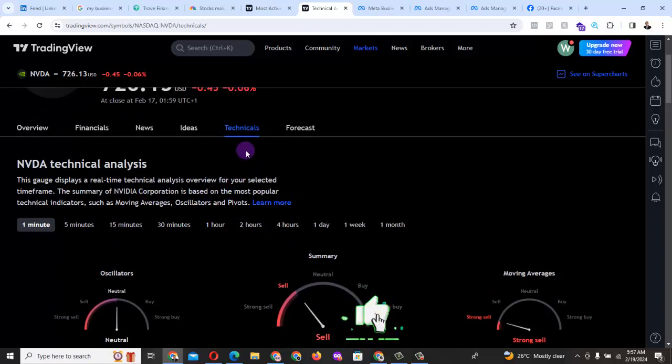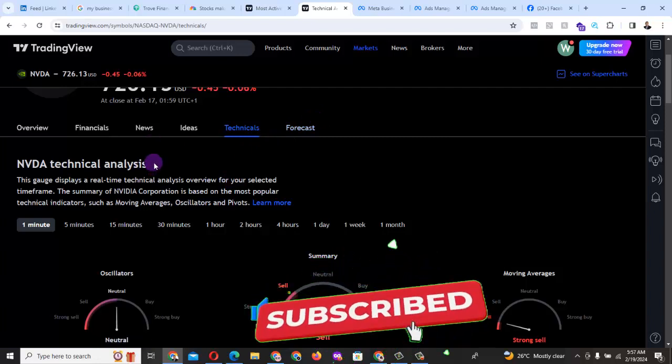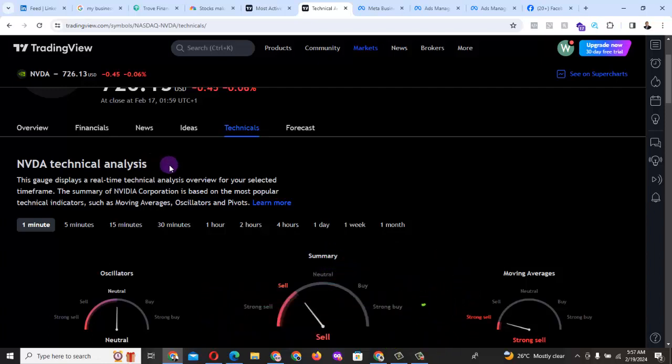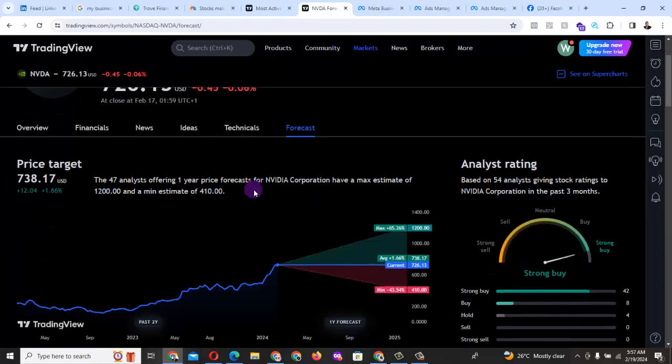I love this particular Nvidia. I have a portion of it. I don't have a complete one, 1 unit or 2 units of it, but I'm going to make it up. So buy this particular stock. So you can see the forecast. After the analysis, you see the forecast of this particular stock. You can see where it's pointing.